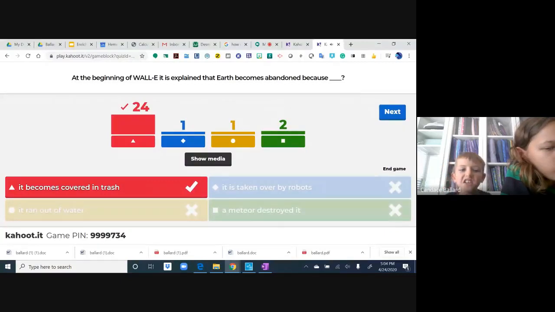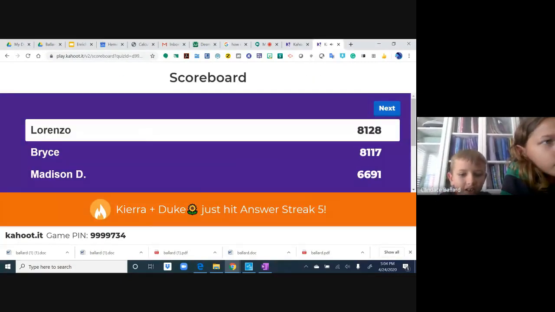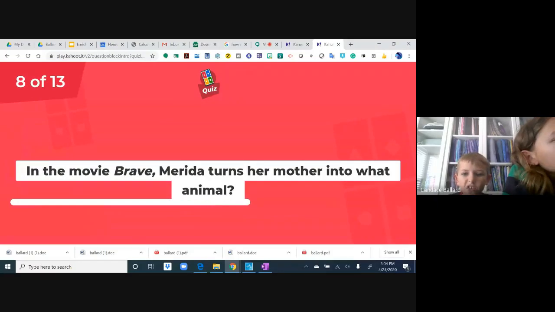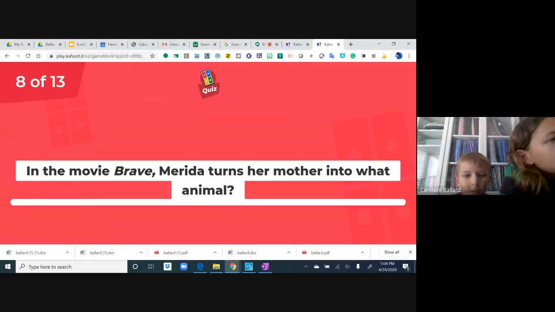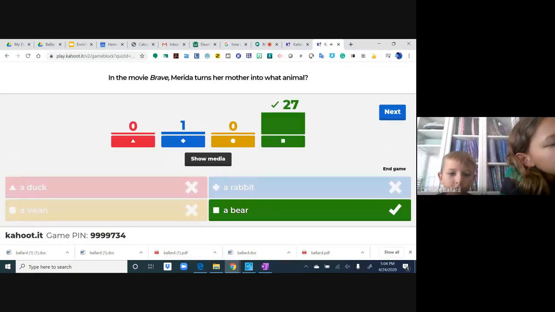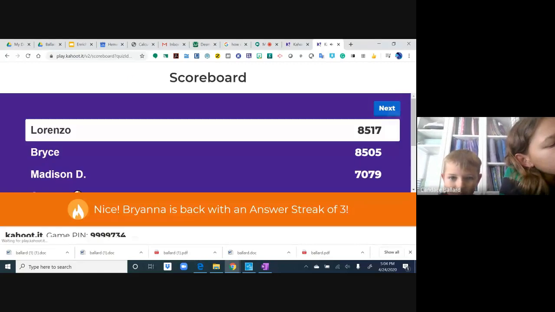Oh, because it gets covered in trash. Okay. Quiz. In the movie Brave, Merida turns her mother into what animal? Oh, I knew this one. A duck, a swan, a rabbit, a bear. I know this because I watched the preview. And it was a bear.